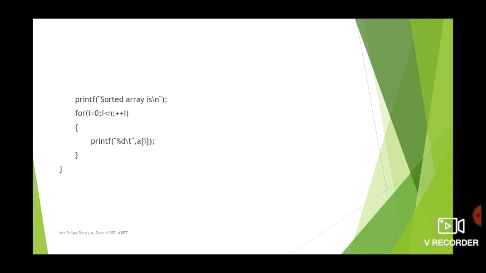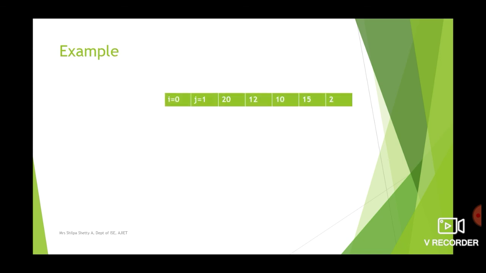Now let us take an example of selection sort. Here is an array A with 5 elements: 20, 12, 10, 15 and 2. In the first comparison of the first pass, we compare 20 with 12, and we know that 20 is greater than 12, so we have to make a swap here. 12 will come to the first position and 20 will occupy 12's position. So the elements will be like this now: 12, 20, 10, 15 and 2.